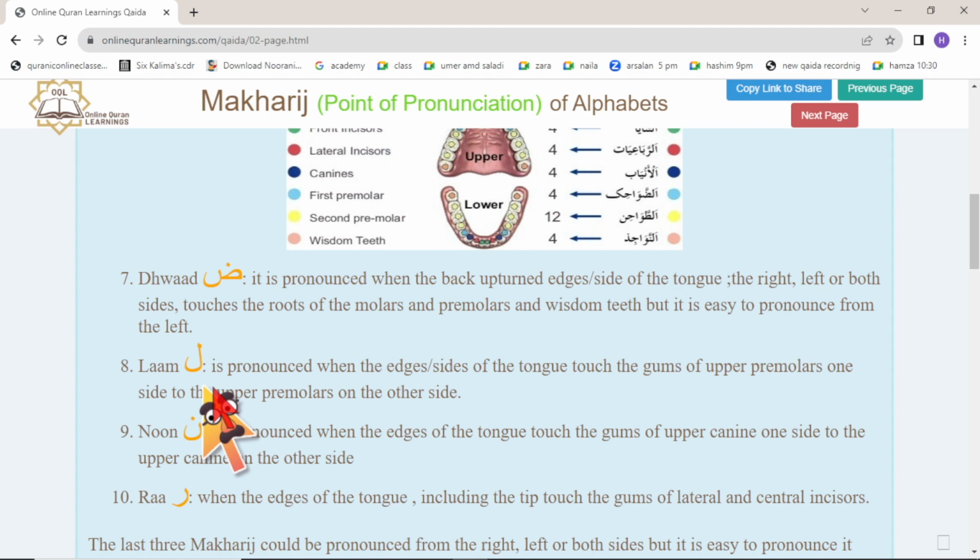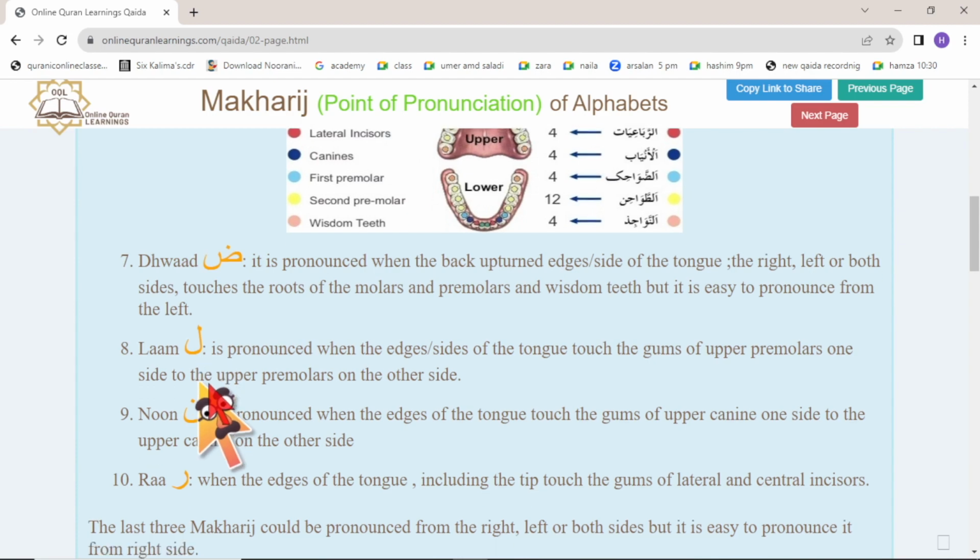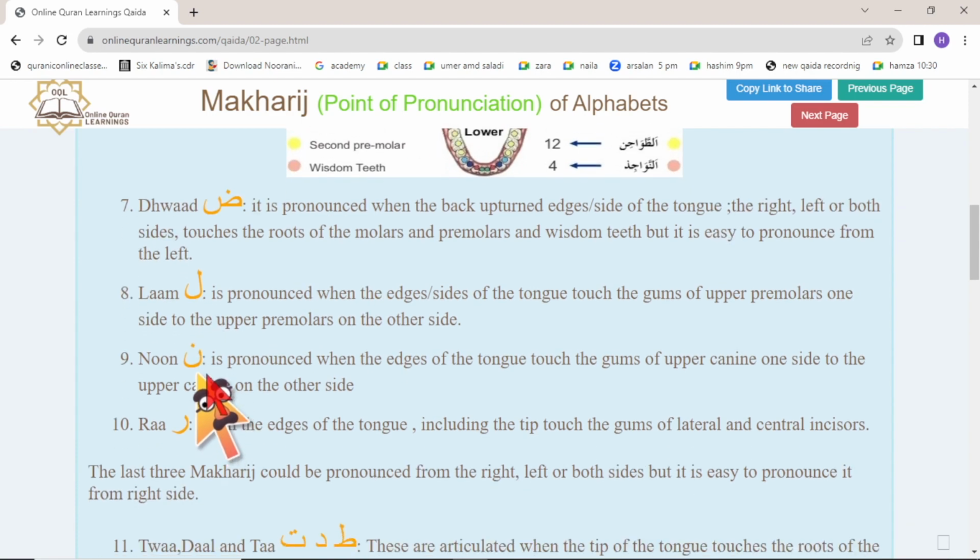Lam. Repeat after me. Lam. So the next one is noon.